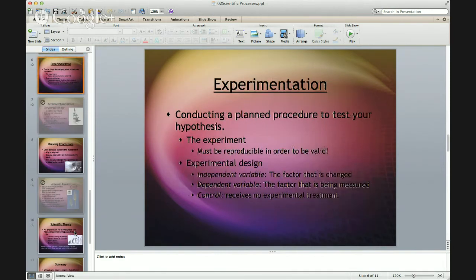After we do our hypothesis, we can now do our experimentation, this planned procedure to test the hypothesis. So one of the key things that's important about science is the experiment has to be reproducible to be valid.